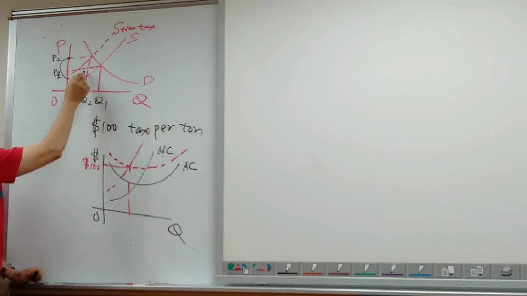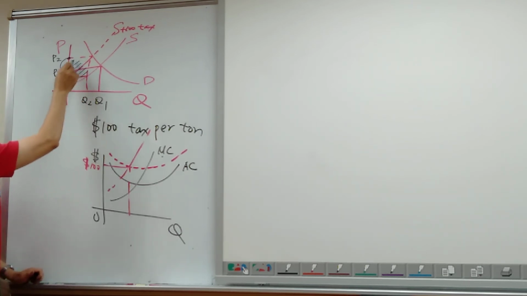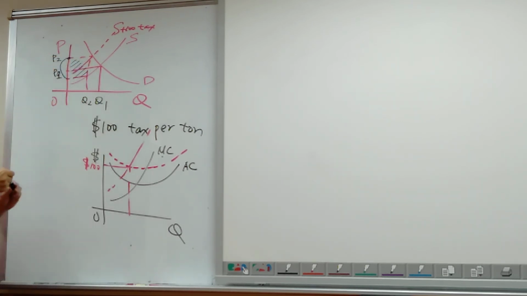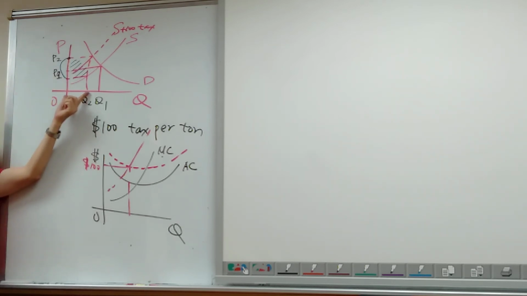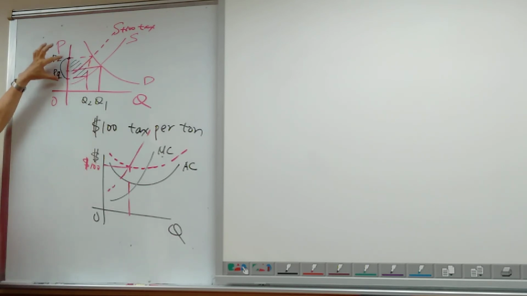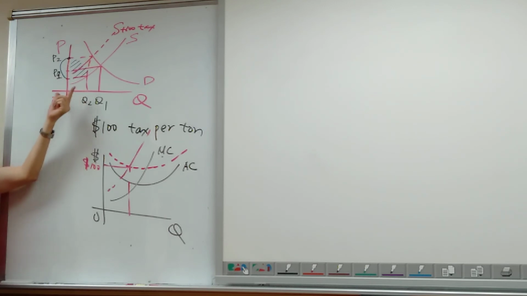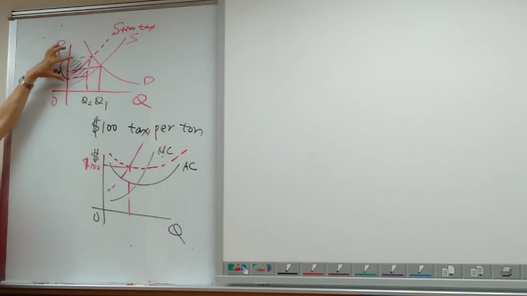And the tax revenue will be here, because this is the tax, and this is the quantity demanded after the tax. So the tax T multiplied by the quantity. So this rectangle is the tax revenue.